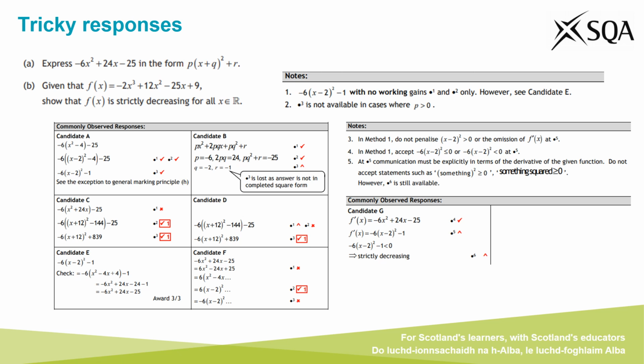You'll notice that vague language such as, in this case, the use of "something squared is always 0 or larger" is not deemed to match what's expected at this level.